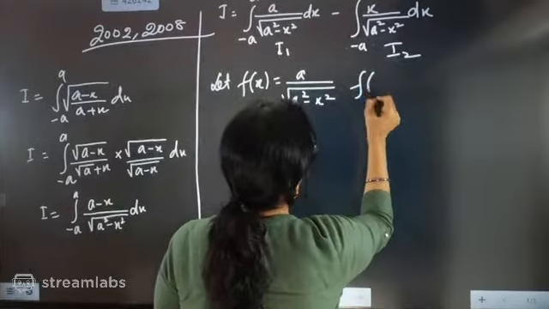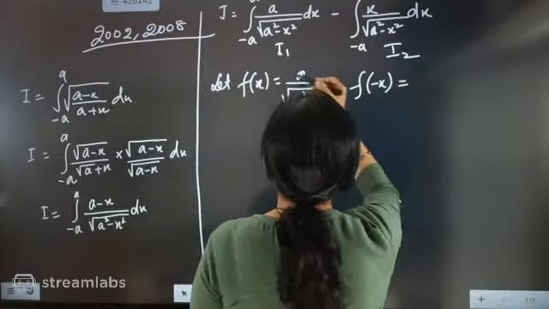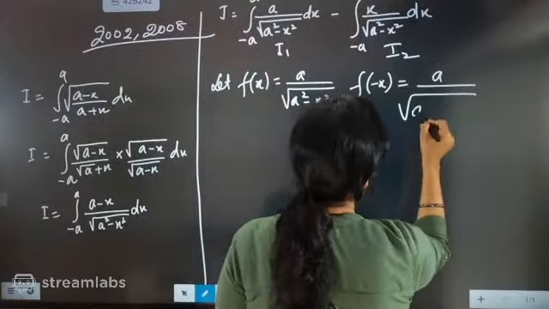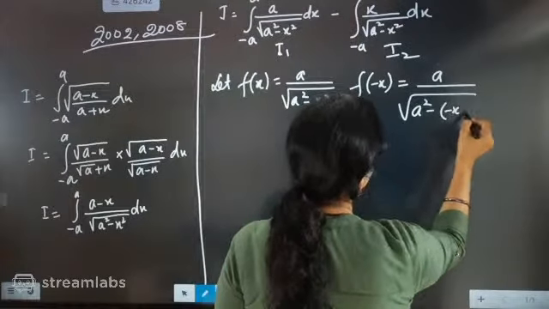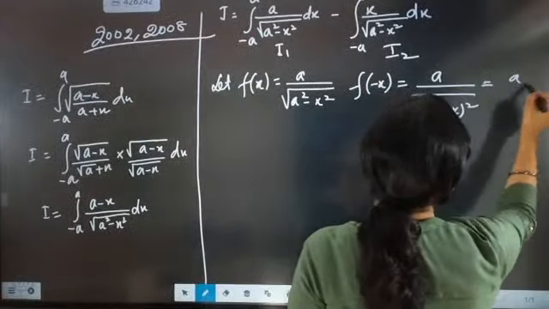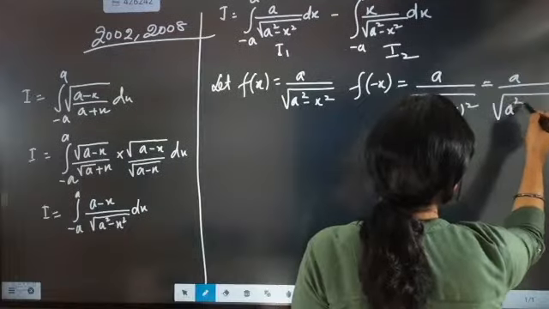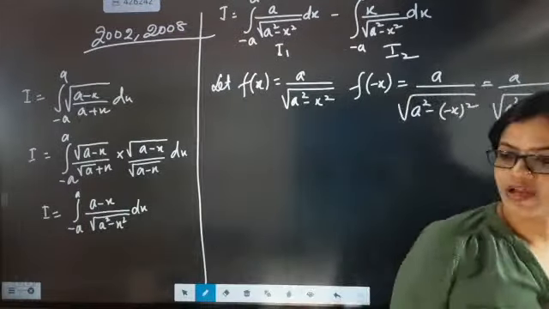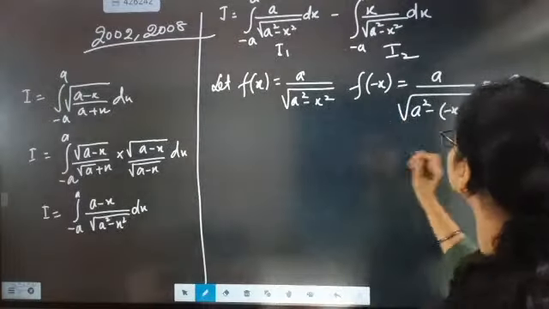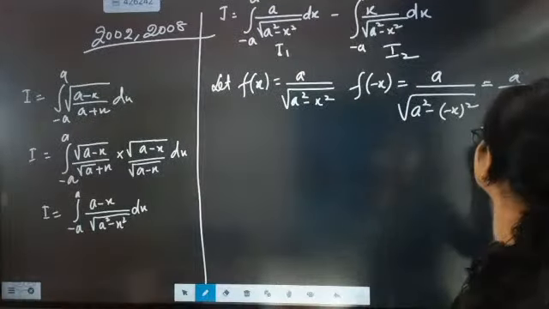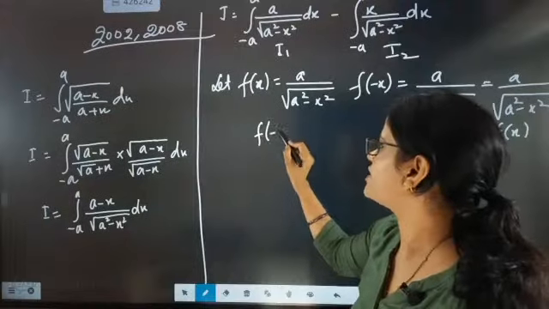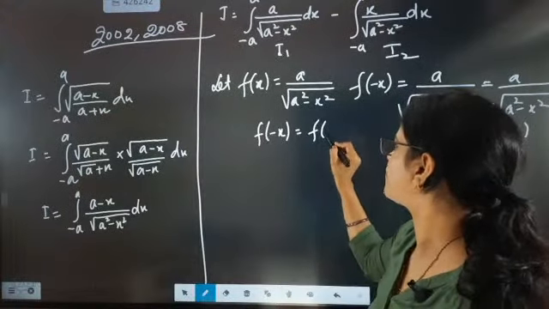So now f of minus x. Here a will be there because a is constant. In the denominator, a square minus, where x was there it will become minus x, so finally it is coming as a by root under a square minus x square. It is not going to create pain for us because it is even only, which is nothing but f of x. So we came to know that f of minus x equals f of x.